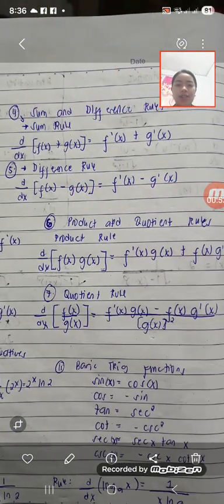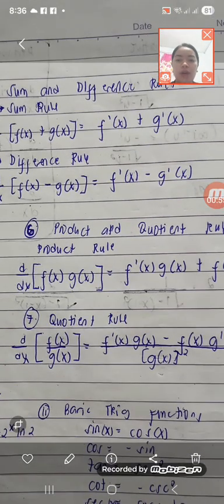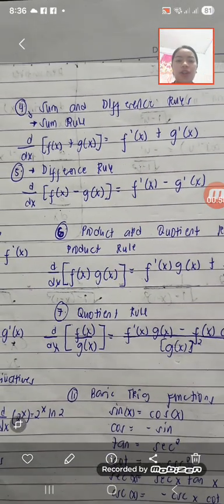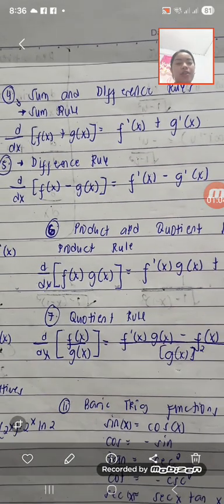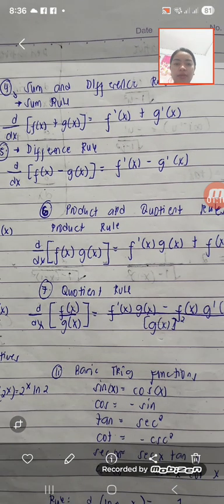The fourth one is the sum and difference rule. For sum rule, we just need to get the derivative of the first function added by the derivative of the second function. And for the difference rule, the same thing, but you just need to deduct them. That you just need to deduct their derivatives.